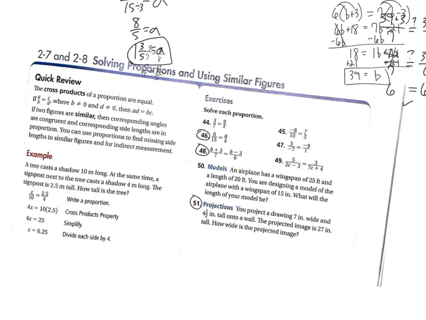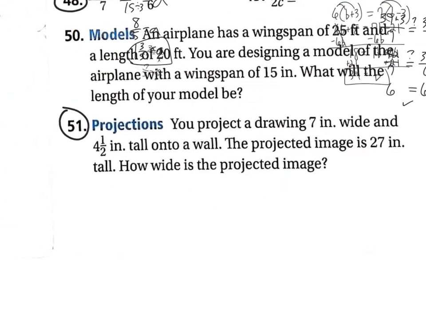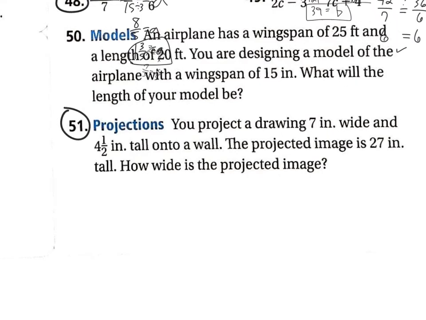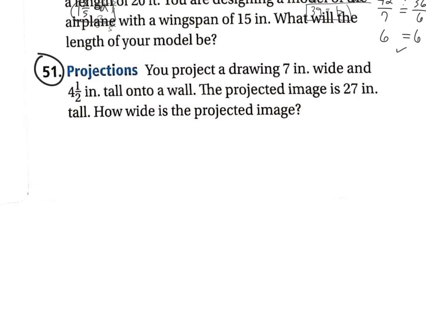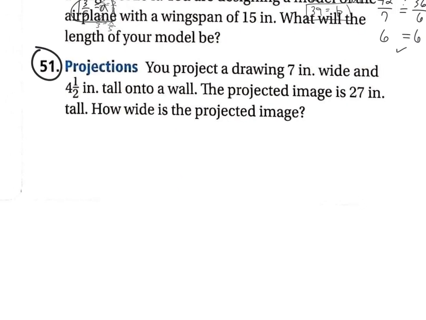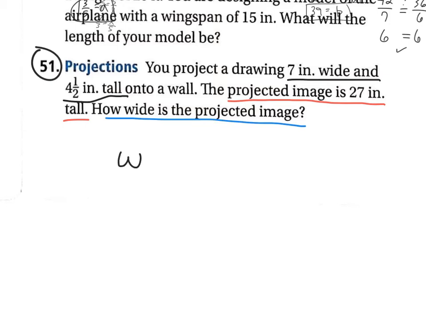We can also look here at number 51, which is dealing with similar figures. So on 51, you project a drawing 7 inches wide and 4.5 inches tall onto a wall. The projected image is 27 inches tall, and the question is, how wide is the projected image? So what we can do is look at the information here. We're trying to figure out the width of the projection.